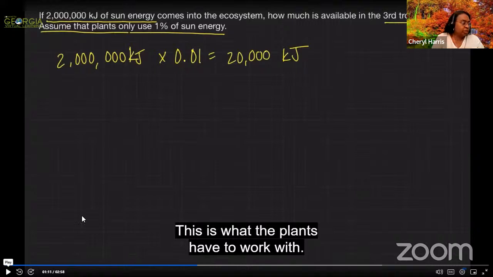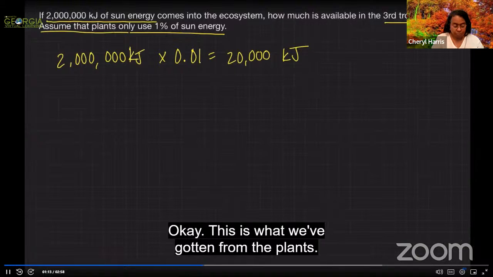Okay, everybody got that so far? All right. So she just took the information from the problem, and they asked you to assume that the plant was only going to use, of all that energy, only 1% of it. And everybody knows that 1%, when you write it as a decimal, is 0.01. So now she has 20,000 kilojoules. Everybody good so far? Okay.